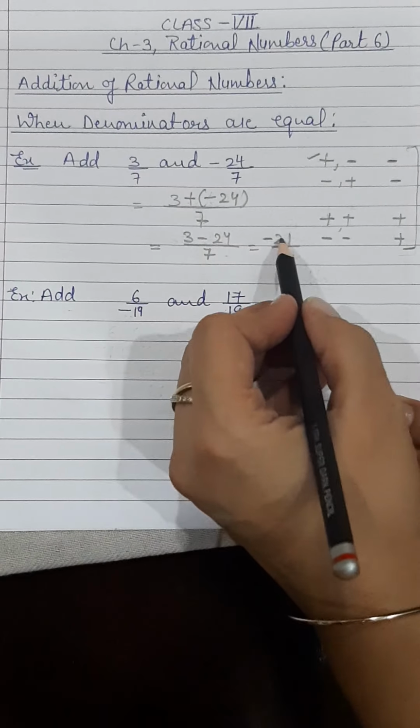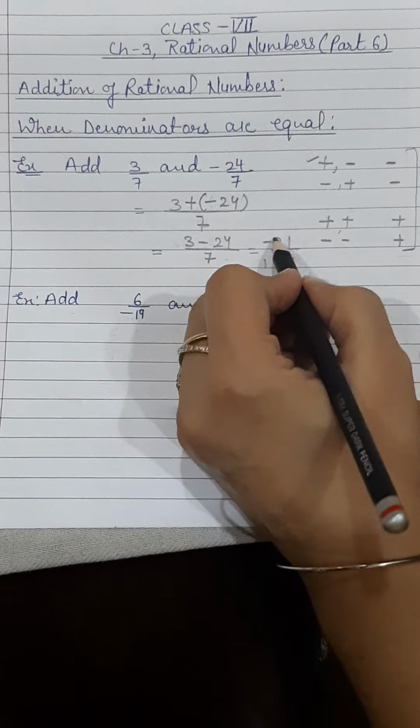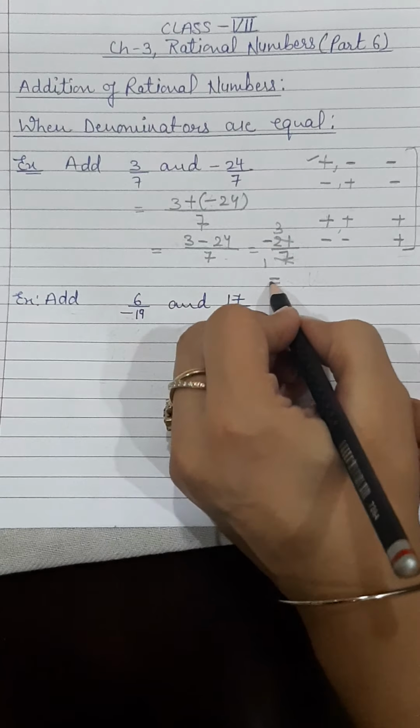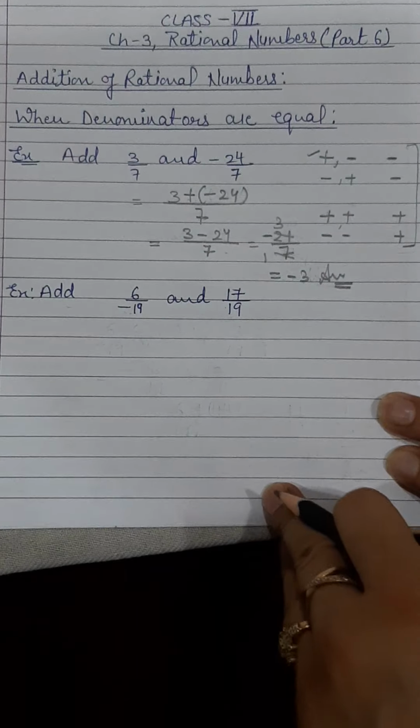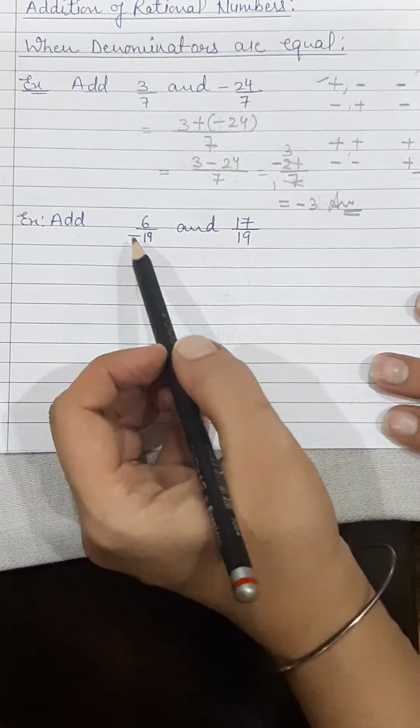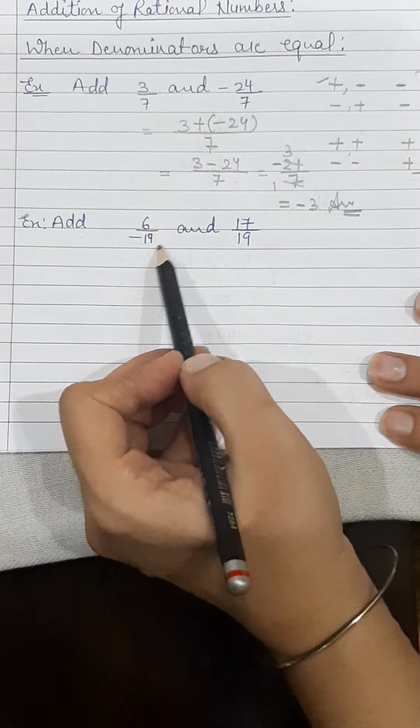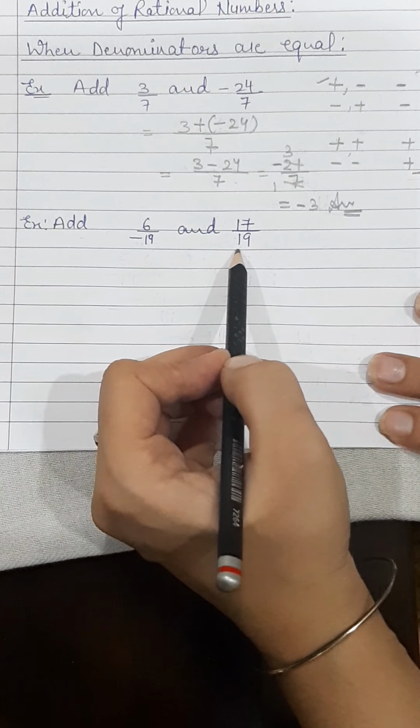Now convert into simplest form. 7 1s are 7, 7 3s are 21. So minus 3 will be the answer. Is it clear? Now similarly, if you have to add 6 by minus 19 and 17 by 19.